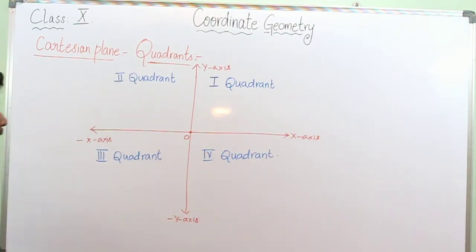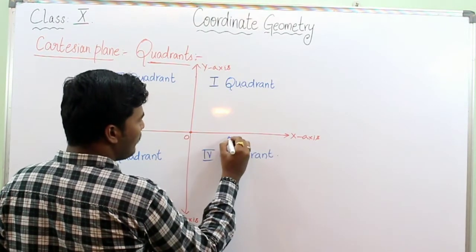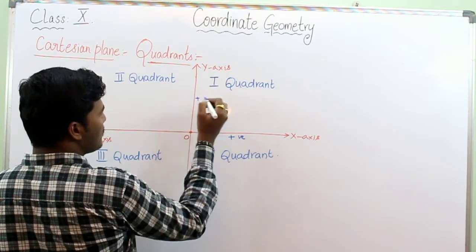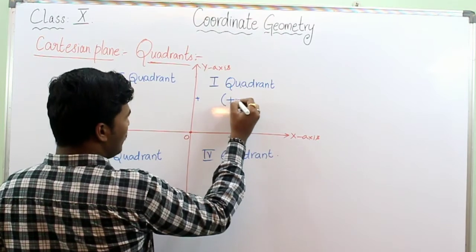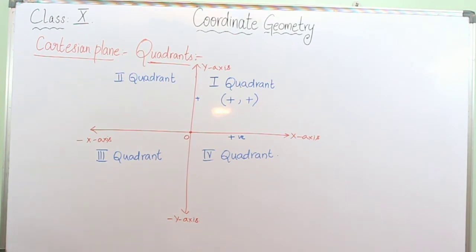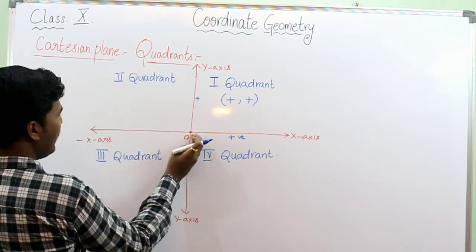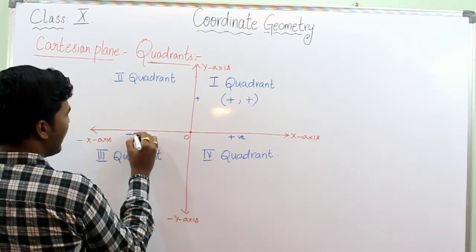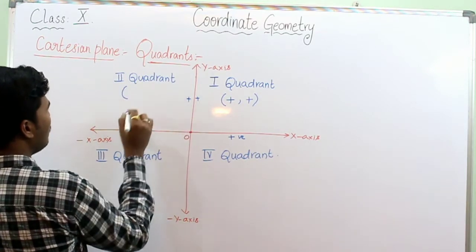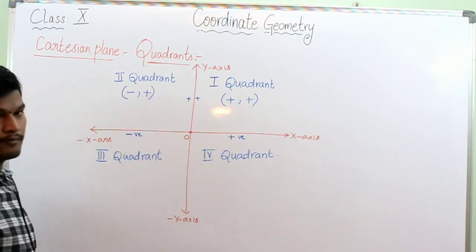In quadrant 1, from 0 towards this side we have all positive values for x, and from 0 upward we have positive values for y. Hence in the first quadrant both x and y are positive. In the second quadrant, from the origin towards the left side we have all negative values, and above the x-axis we have all positive values. So in this quadrant the x value is negative and the y value is positive.